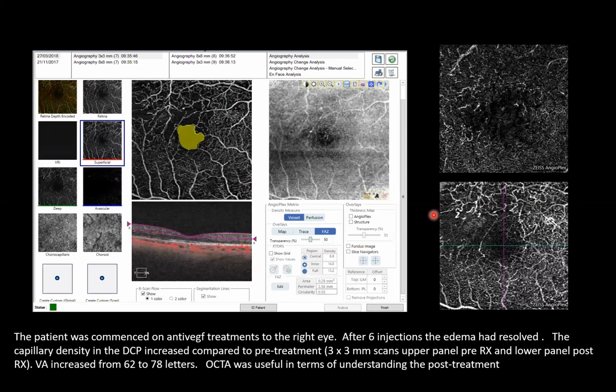So when we commenced anti-VEGF treatment, the edema resolved, and the vision increased to nearly normal, but not quite normal. The capillaries are better visible. It's always up for debate, as you know, whether they do come back or are just visualized better. But you can see that the areas of ischemia still remained relatively stable in terms of their size and location.